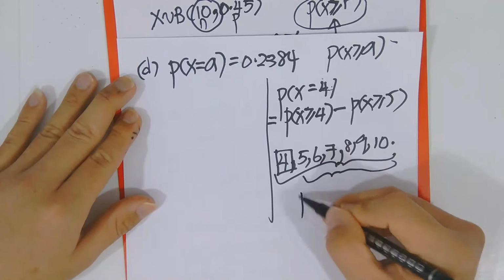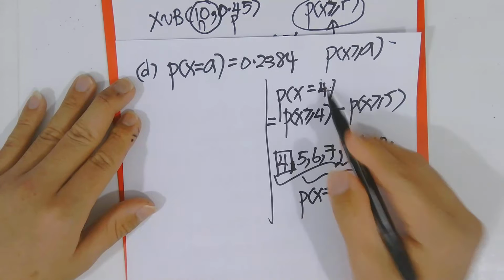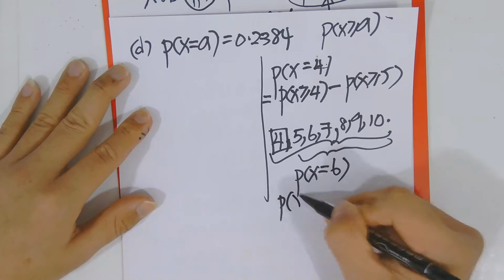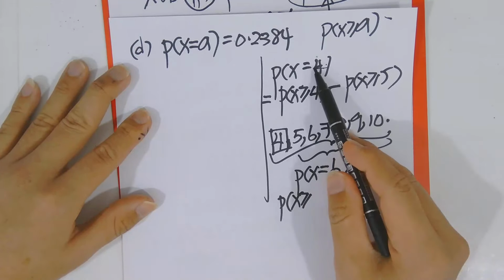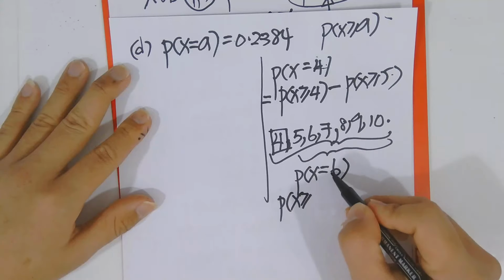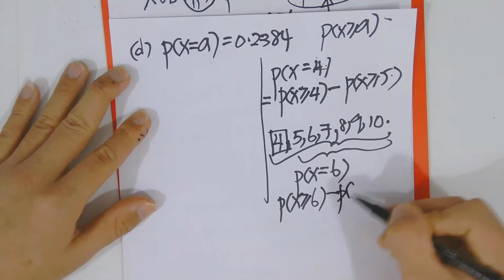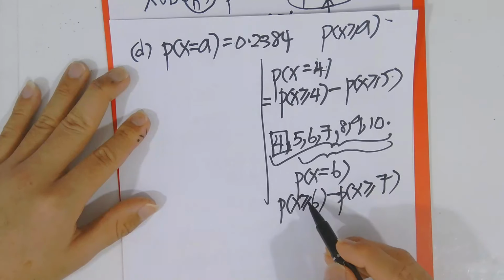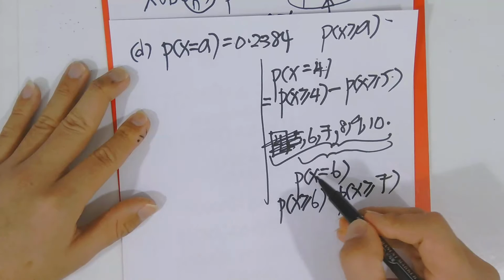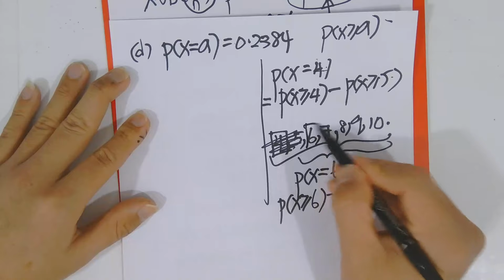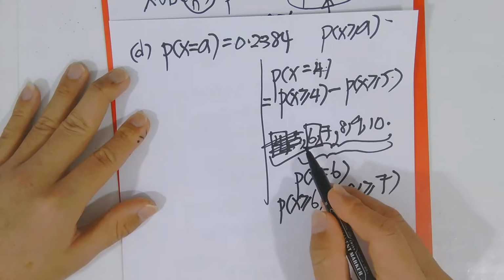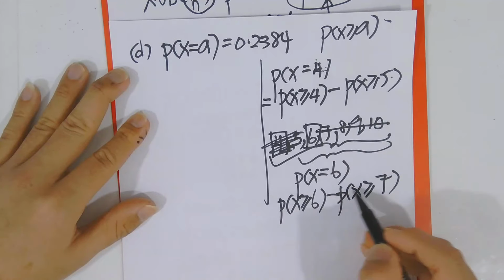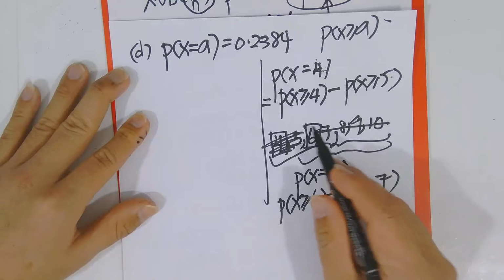Okay, I give you another example. If I have P(X) equals 6, now very fast, you know already. If X equals 4, you take 4, 5. If 6, you take at least 6 minus at least 7, right? Because X equals 6 means I only want 6. So I take at least 6, which is 6 up to 10, minus away 7 up to 10, which is at least 7. So I will get the value of 6.